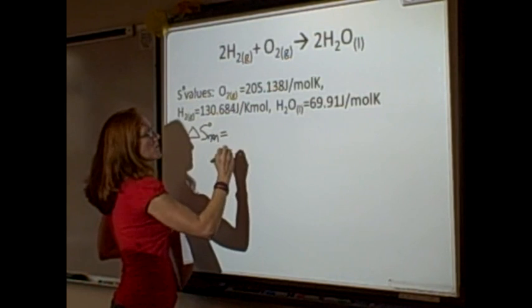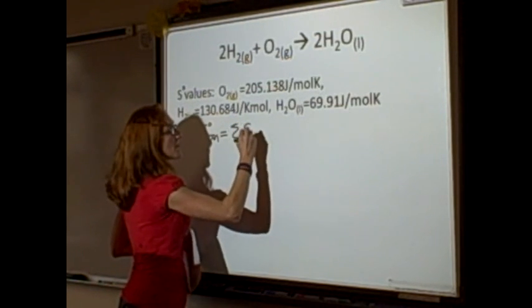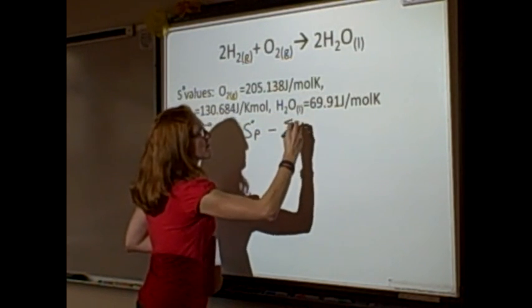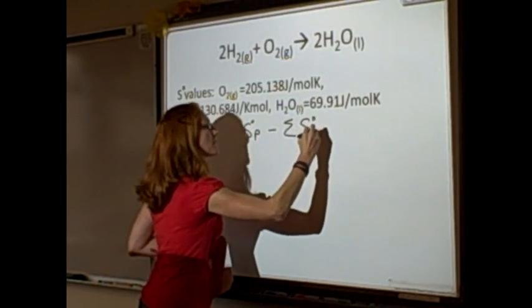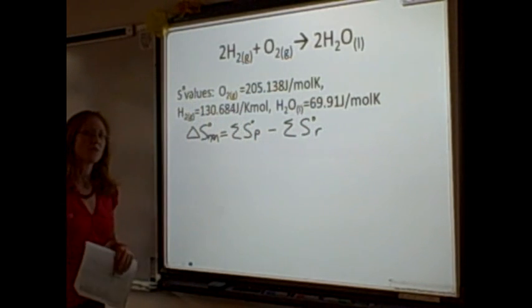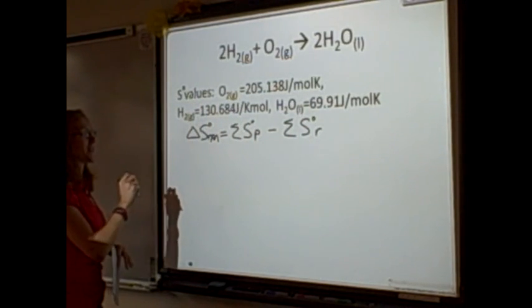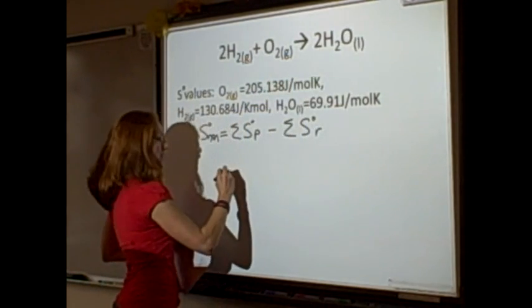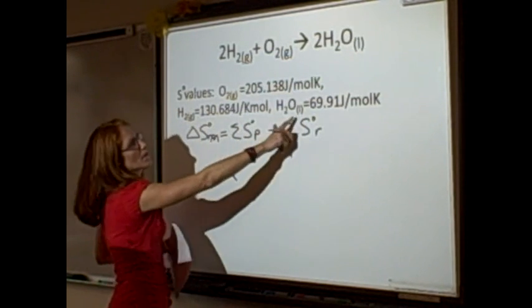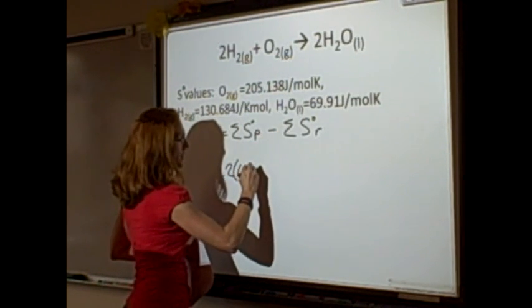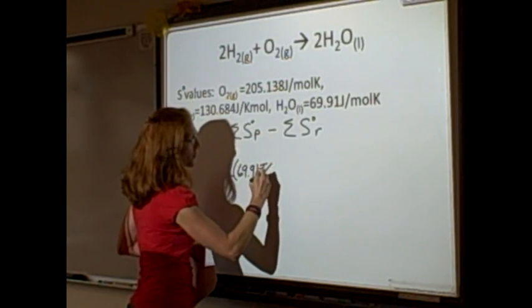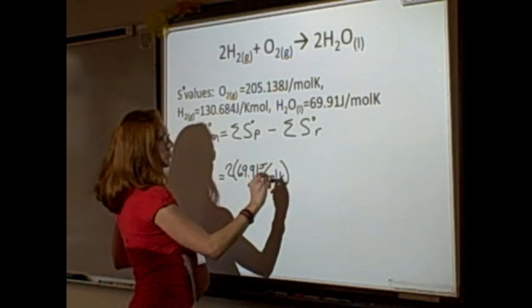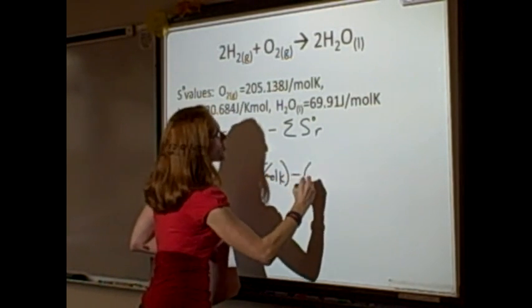The entropy of the reaction is going to be equal to the sum of the entropies of the products minus the sum of the entropies of the reactants. And this equation comes off the thermodynamics section of the sheet that we get to use on every test. So the entropy of reaction is going to be, we've got 2 moles of water, so 2 times 69.91 joules per mole Kelvin. Those are the units for entropy, joules per mole Kelvin, minus the entropy of the reactants.